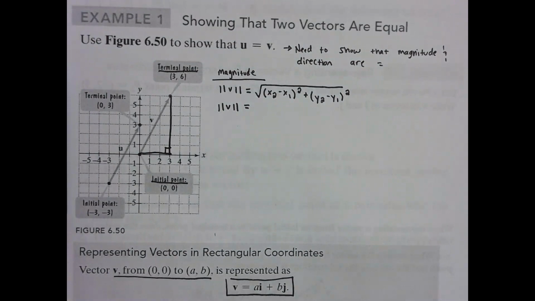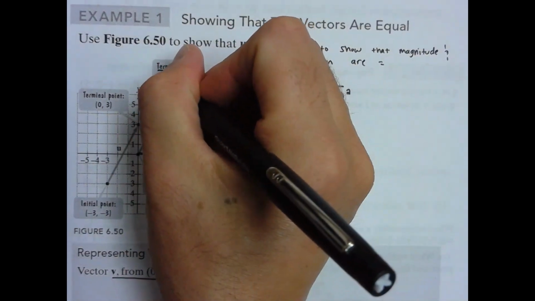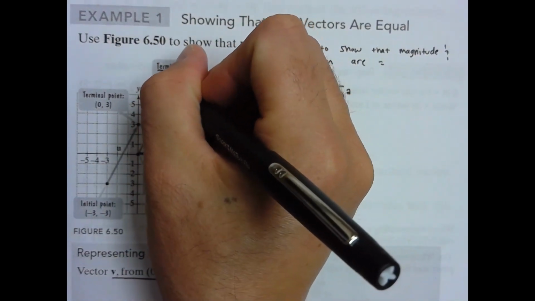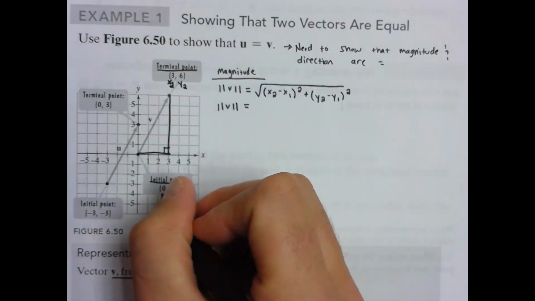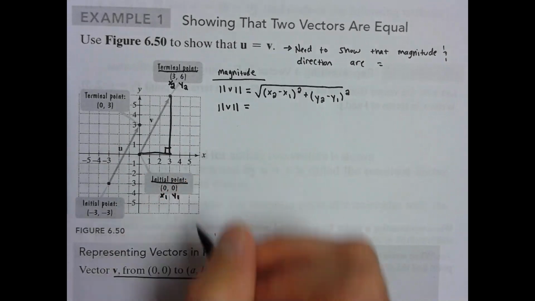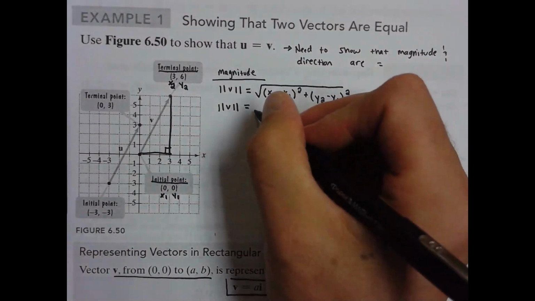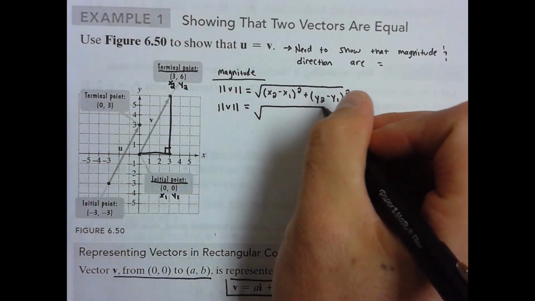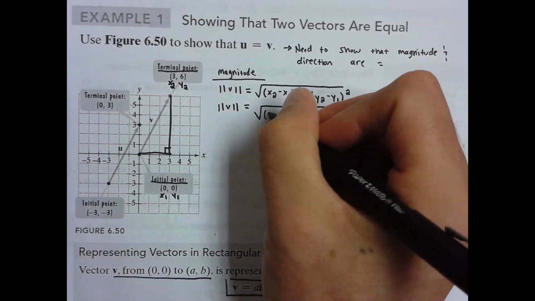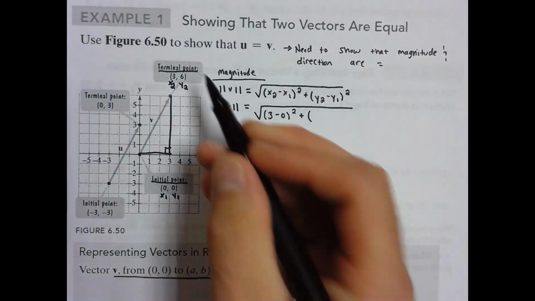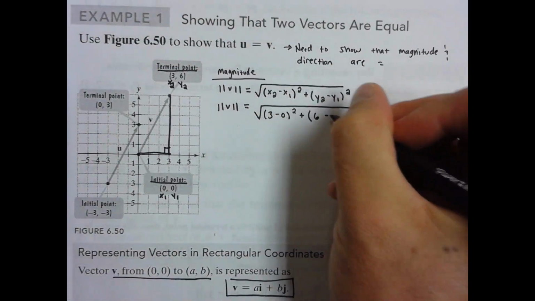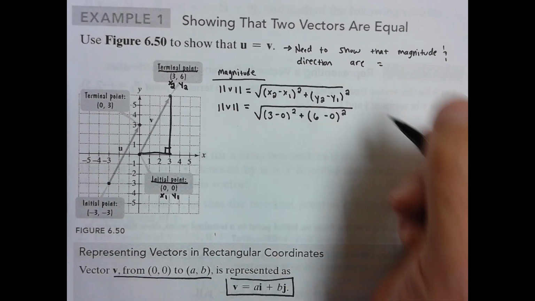Typically, it won't matter what we call x1, y1, and x2, y2. For one thing that we will do, it will matter, so I'm going to keep things consistent, where the terminal point we're always going to label as x2, y2, and the initial point will be x1, y1. So when I plug these things in, x2 is 3, x1 is 0, so it's 3 minus 0 squared, plus y2 being 6 minus y1, which is 0, squared as well.